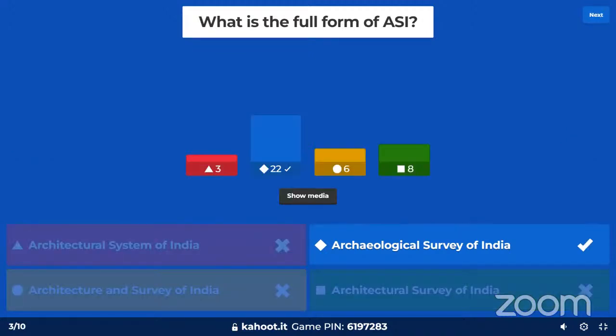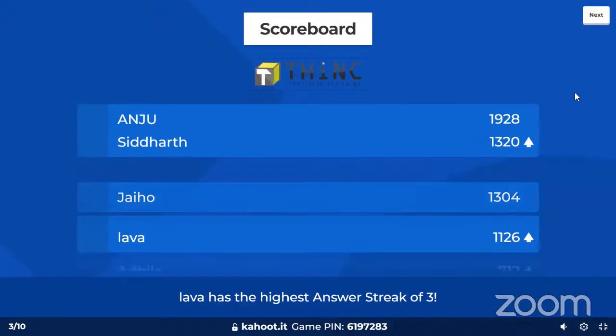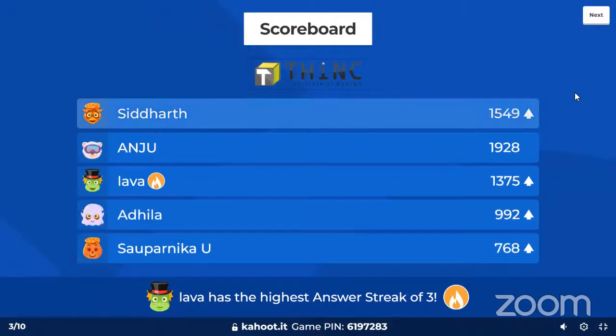So time's up. The correct answer was Archaeological Survey of India. 22 among you have answered it correctly. Then that was the third question. Let's see the scoreboard. And yes, there's a change in the scoreboard.